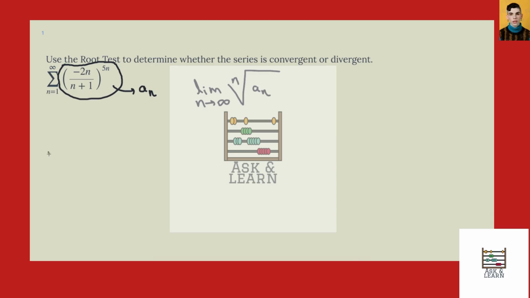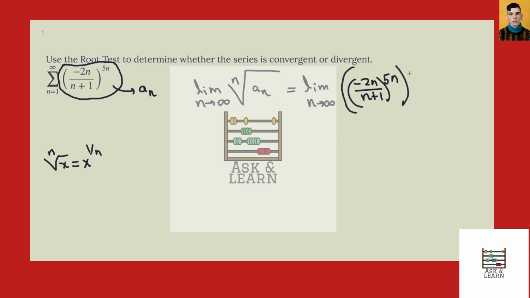So recall the following fact. We can always write a radical, an nth root, as x to the 1 over n power. So here's our an, and then we're raising that whole thing to the 1 over n power. And so we'll use another fact here about exponents.